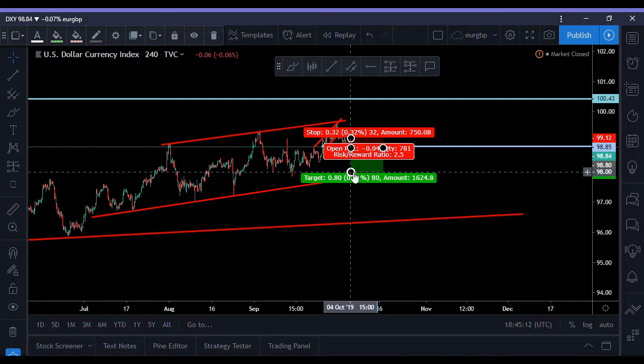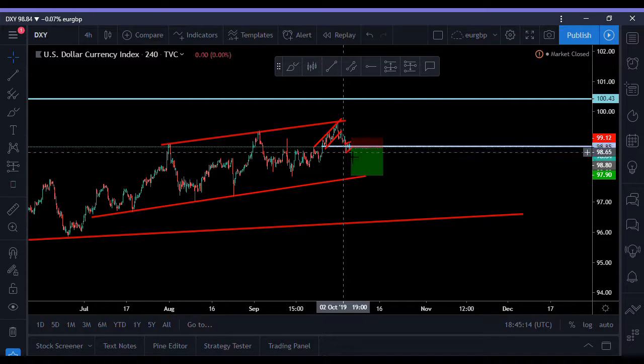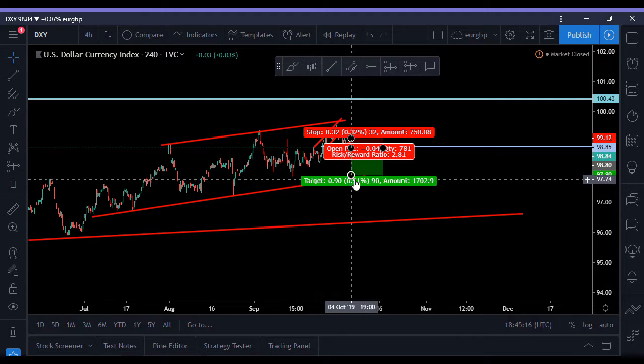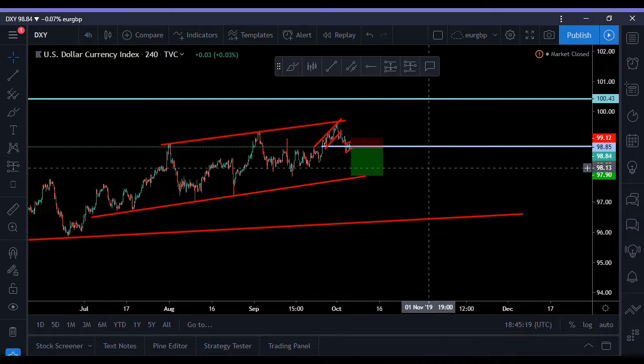So from here we have already got our consolidation. Our price is to move to the downside toward this resistance. So expect weakness in US dollar pairs.